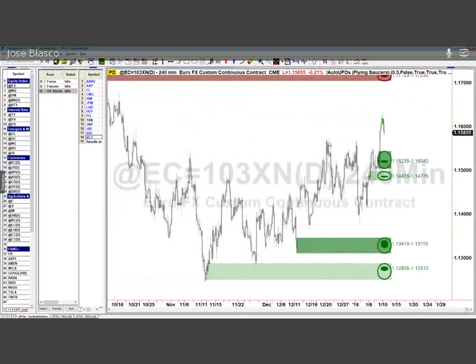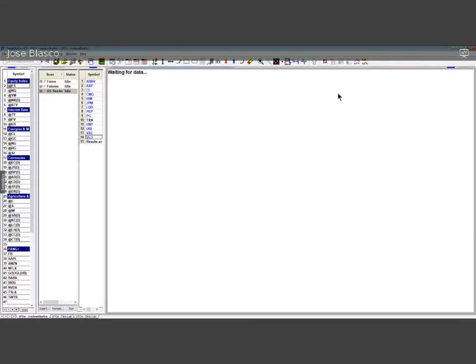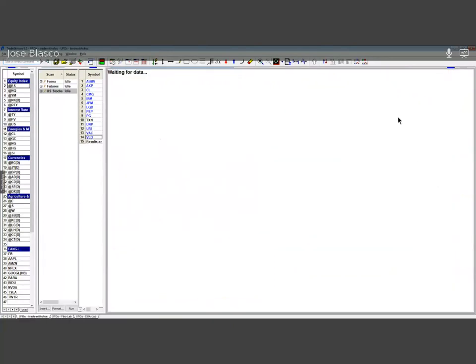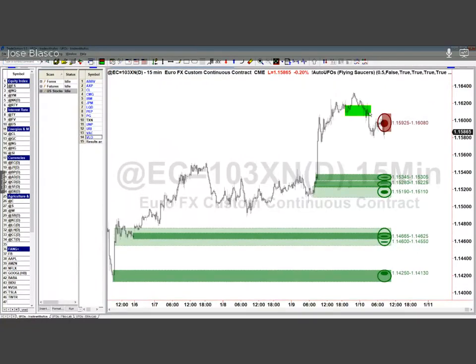Here we go. In the 240-minute time frame, the red UFO was far away. In the daily time frame, the red UFO was far away. In the 60-minute time frame, the red UFO was far away, because this UFO formed after you got into the trade. And in the 15-minute time frame as well, the red UFO at that time was far away.